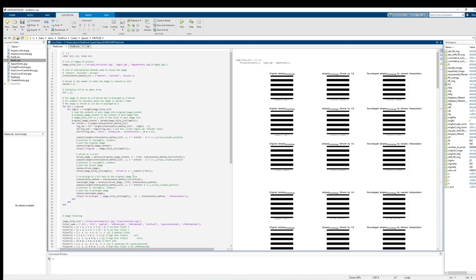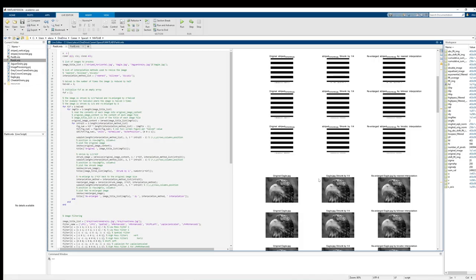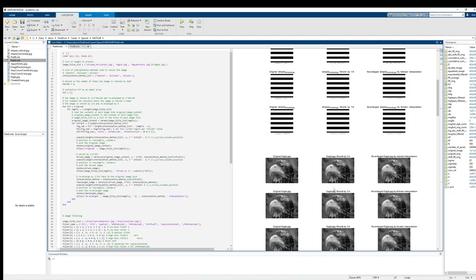And I'll just go through and briefly explain each one of these parts. So, first part here, a lot of times it's difficult to tell the changes that are happening from our human eyes. But it's going through and shrinking images and trying to resize them, and it's using the nearest neighbor, bilinear, and bicubic interpolation methods.